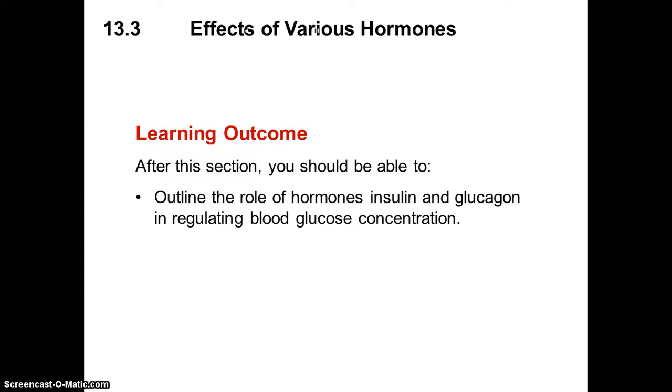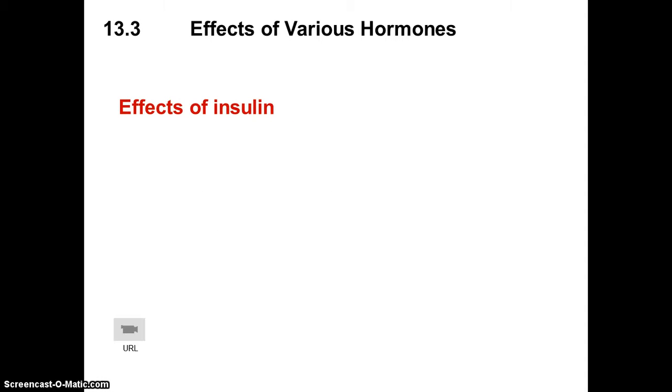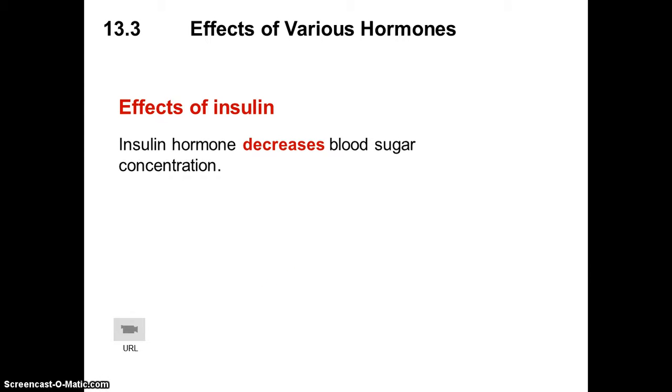After these sessions, you should be able to outline the role of the hormones insulin and glucagon in regulating the blood glucose concentrations. Insulin and glucagon are both hormones produced by the pancreas in the islet of Langerhans. Let's look at what is the effects of insulin.